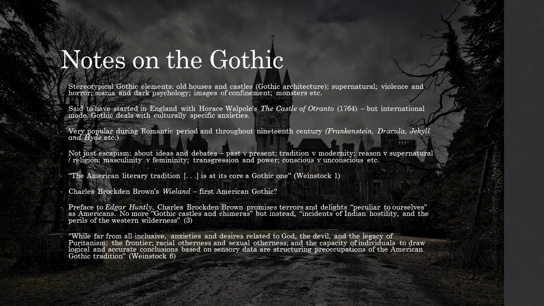This is a big claim. He's saying that the Gothic is extremely important right from the beginning of American literature. Obviously Wieland, late 18th century, but we can think about Edgar Allan Poe, who was big in the 19th century, who very much wrote in a Gothic mode. And his early detective stories, like The Murders in the Rue Morgue, were also Gothic stories.